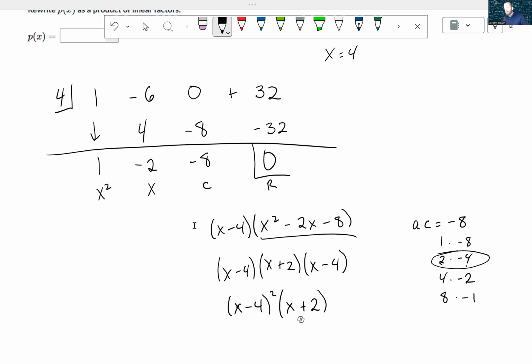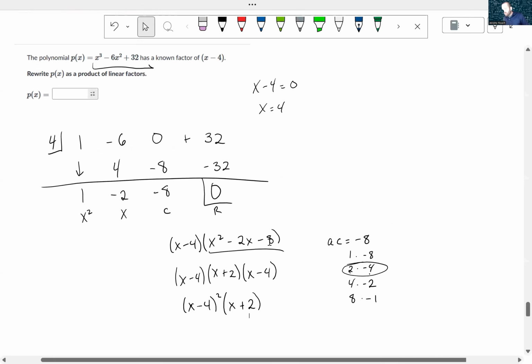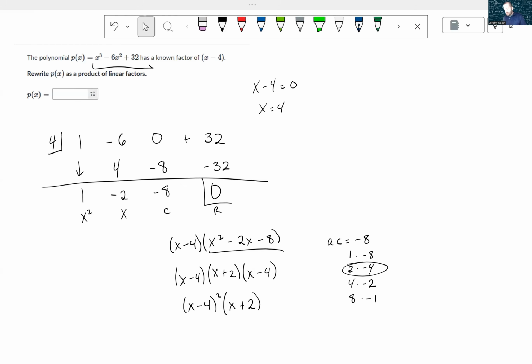So we're breaking this down into two different parts. Then we can break this part down further using the AC factoring method. All right, let's make sure that's the right answer.